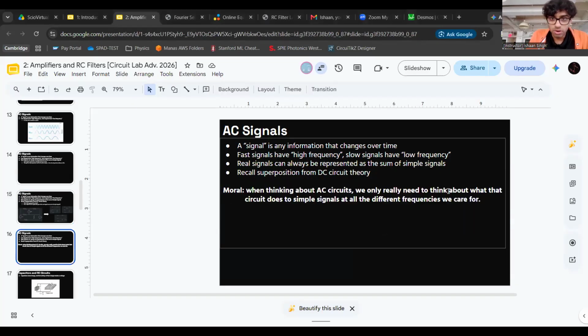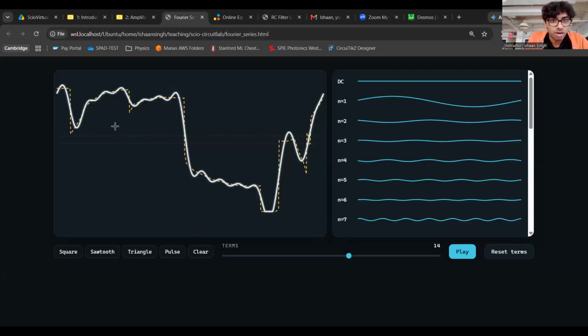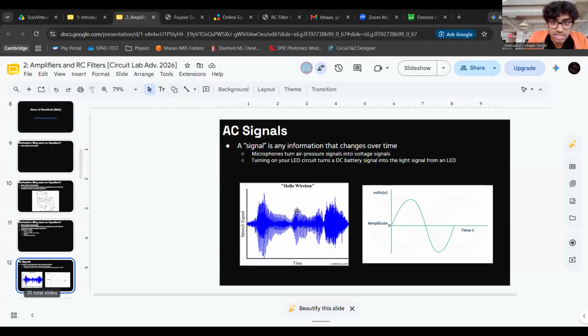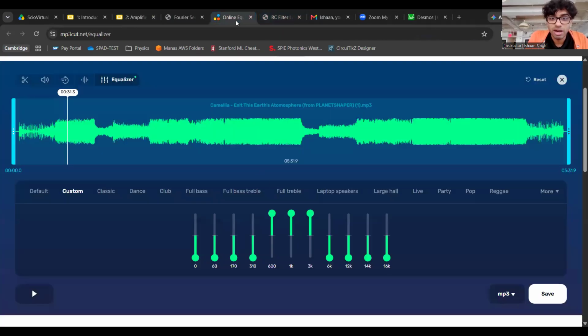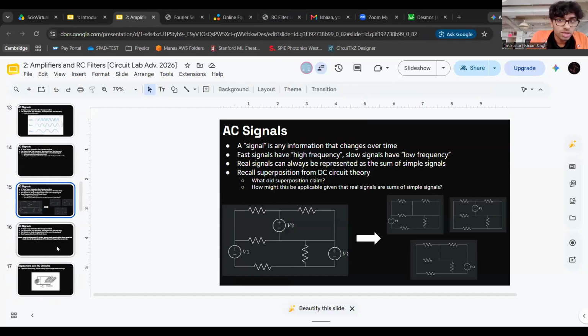So, big moral. When thinking about AC circuits, we only need to think about what the circuit does to a wave of particular frequency. If we know what the circuit does to sine of x, sine of 5x, sine of 100x, sine of 3000x, then we know what it'll do to really complicated shapes like this as well, and actual real audio signals like this. And so then we can think about how to get to an actual equalizer. Okay, so that's where we're at.